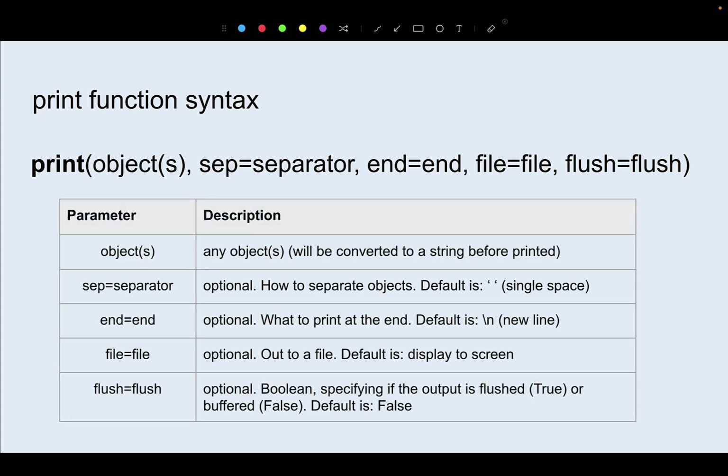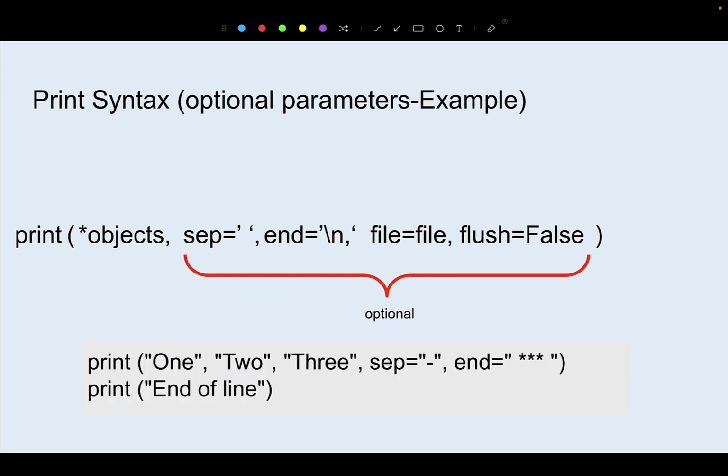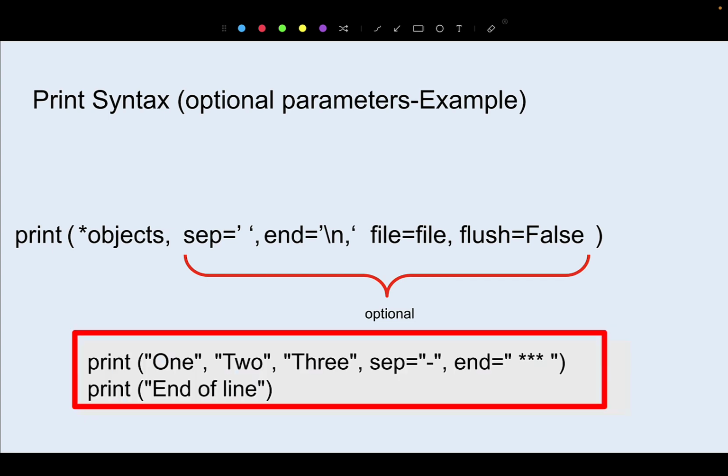If we take a look at this, the separator is an optional component and defaults to a single space. The end is also optional and prints a new line. Let's take a look at some code and see what is involved here. If we had something along the lines of this syntax, print 1, 2, 3, separator dash, and then end with the stars, and then we have end of line. So we're going to have two lines of code to take a look at.